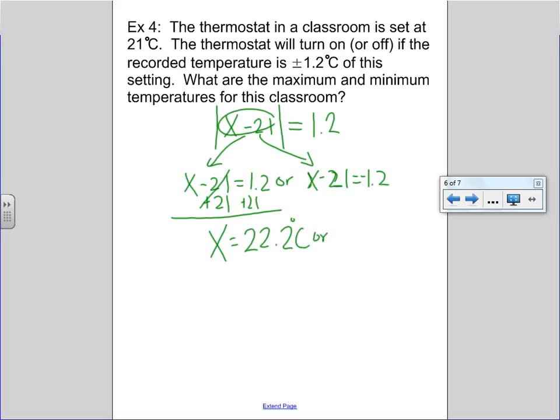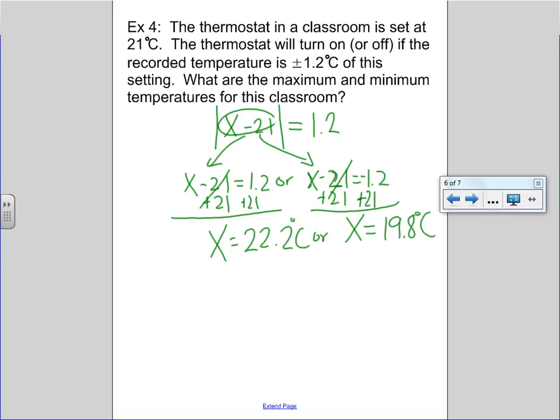Or, on the other side, once again, it's subtracting, so I have to add 21 to both sides. Whoops, I wrote the wrong thing. Dyslexia, sorry. I add 21 to both sides. So the 21s will cancel, and I have a negative 1.2 plus that 21. I will get x equals 19.8 degrees Celsius.